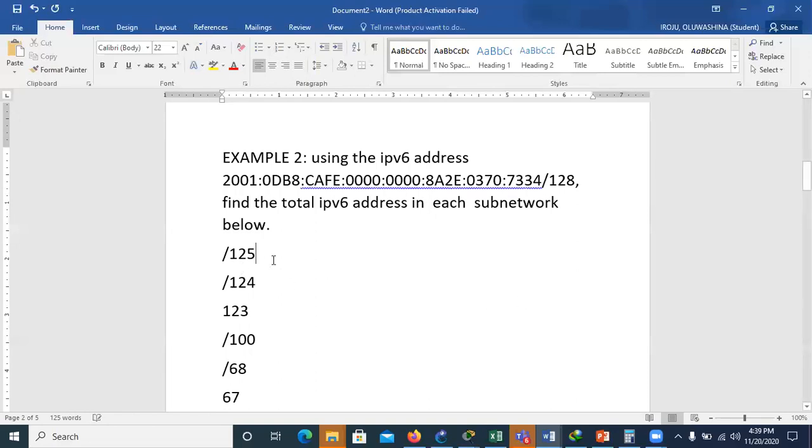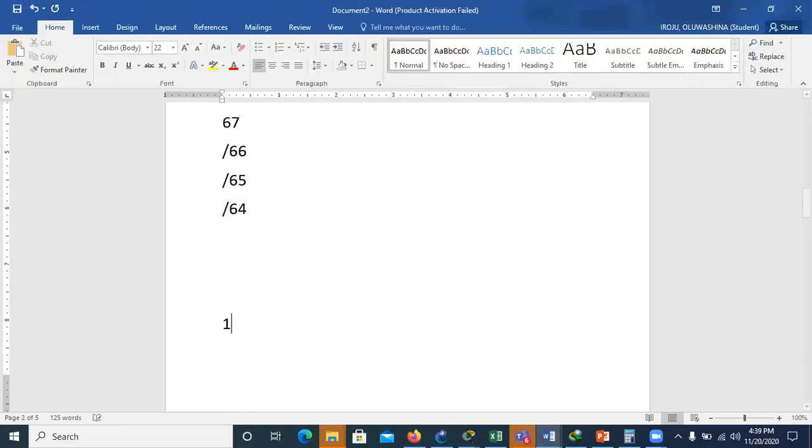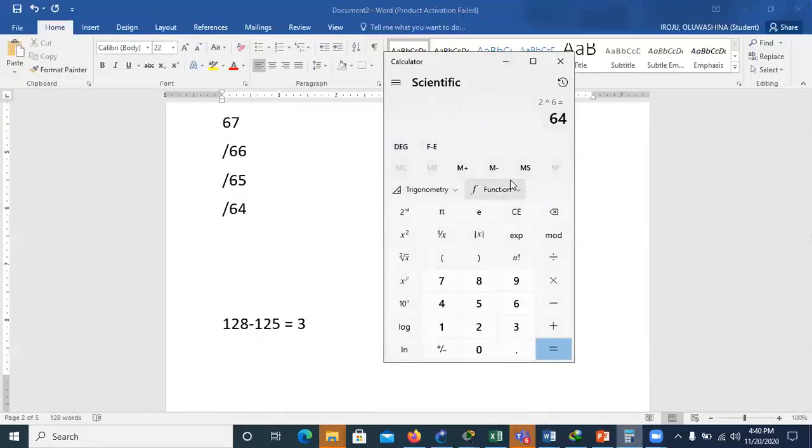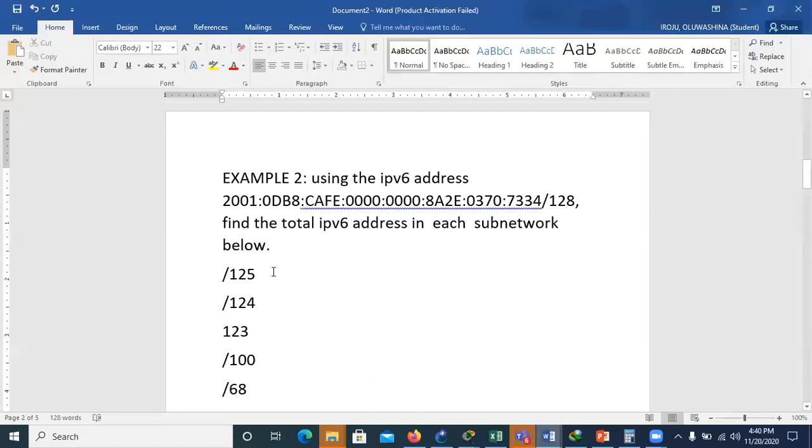The first one is /125. What do you have to do? All you have to do, don't panic. If this one is 125, come back here. Just take 128, the total IPv6 bits, minus 125. That gives us 3. 2 raised to the power of 3, let me take my calculator. 2 raised to the power of 3 gives us 8. So which means that in /125, the maximum hosts we can get is 8.